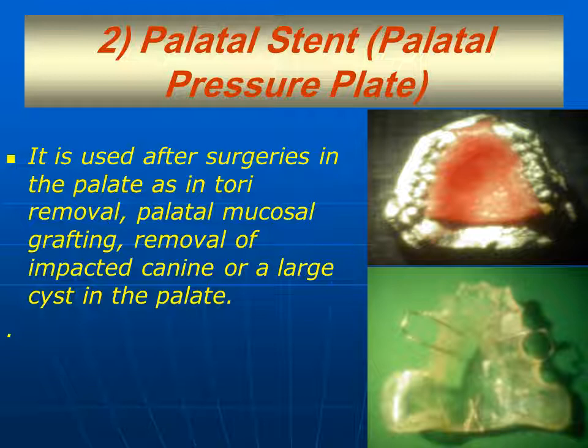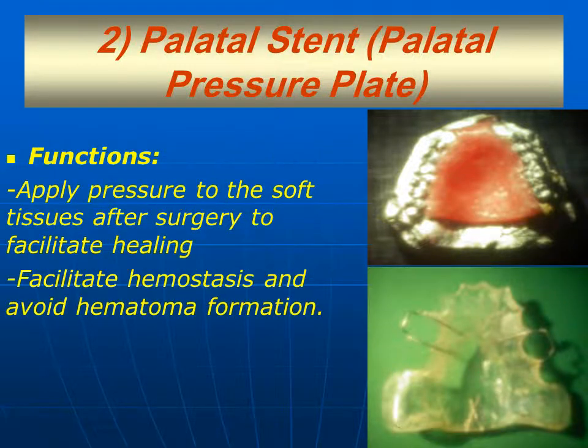Second type is pelleted stent or pelleted pressure plate. Pelleted stent is used after surgeries in the palate, as in tori removal, palatal mucosal grafting, removal of impacted canine, or removal of a large cyst in the palate. Functions: it applies pressure to the soft tissues after surgery to facilitate healing and facilitate hemostasis and avoid hematoma formation.